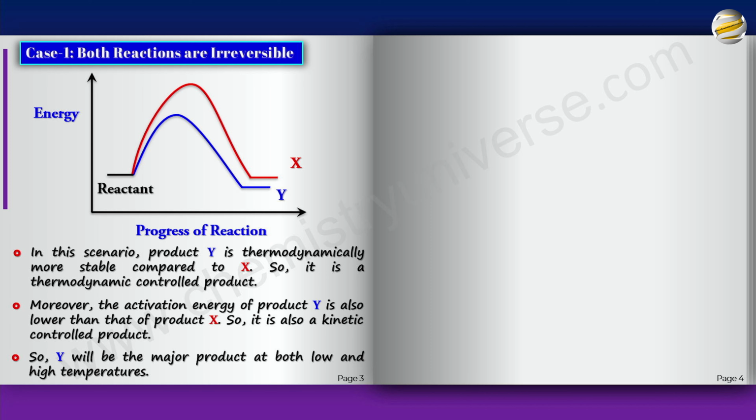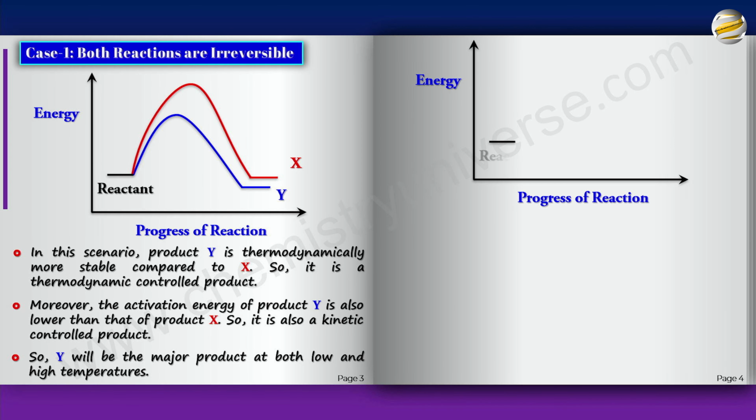Now, there is another possibility in this scenario where both reactions are irreversible, and that is this scenario, where the thermodynamic controlled product is not necessarily the kinetic controlled product. Now look at this and guess which has lower activation energy. Obviously, X has lower activation energy. But which is thermodynamically more stable? Obviously, Y. So can you see the kinetic controlled product is different from the thermodynamic controlled product?